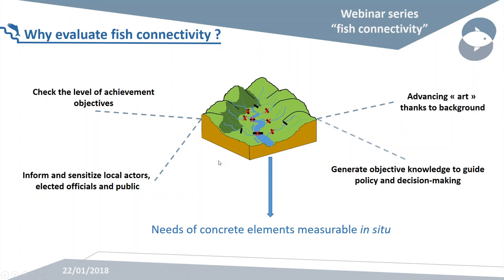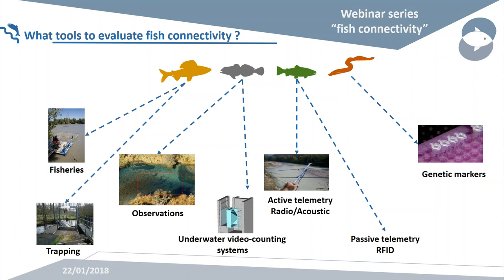To get this knowledge and this data, we have different tools to help us. We actually have many of them. We can say fisheries trapping, observation, underwater video counting systems, active telemetry like radio or acoustic, passive telemetry, and genetic markers. Because it takes too long to talk about all these tools, I made a focus on three of them: the underwater video counting system, passive telemetry, and genetic markers. But if you have any question about the others, we can talk after if you want.